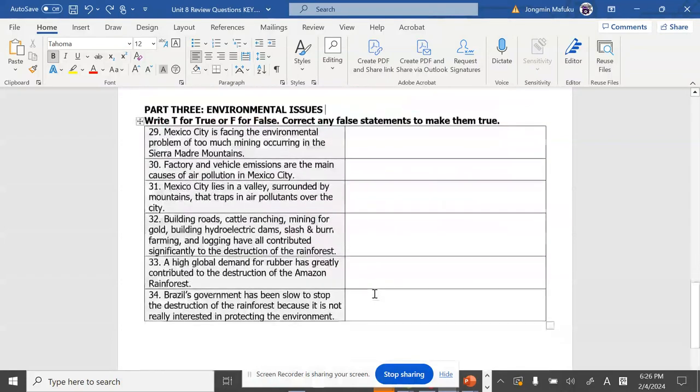Now, we're moving on to environmental issues. We're going to write T for true and F for false. Let's go ahead and knock this thing out.